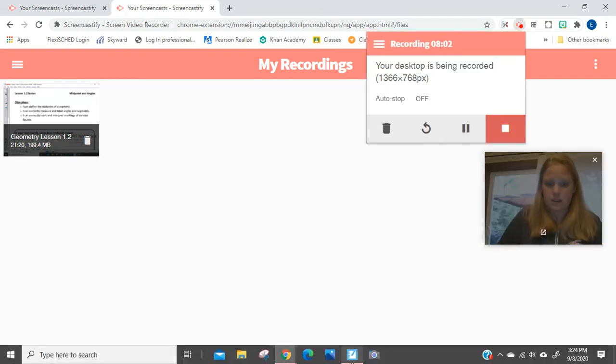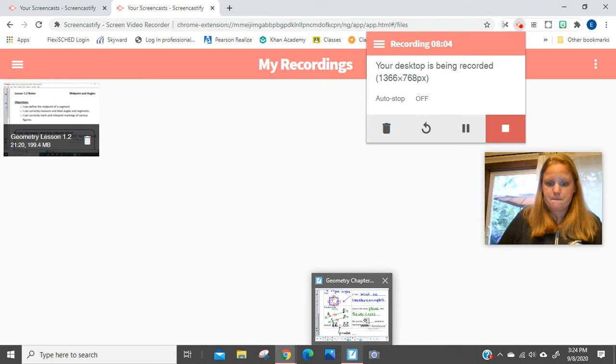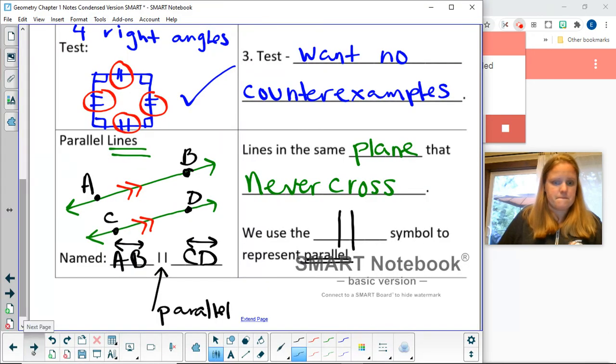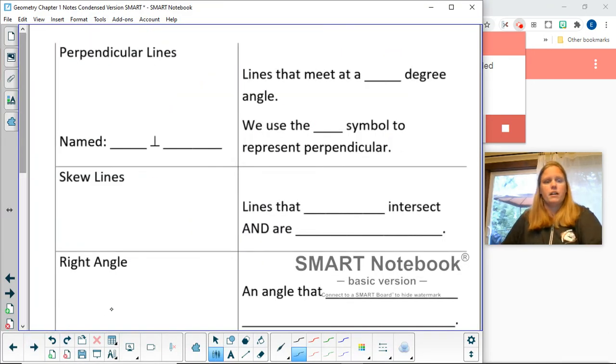All right, continuing on. Our next term, which is on the right side of the page there, is perpendicular lines. So they're kind of the opposite of parallel. Parallel never meet, but perpendicular lines meet perfectly at a 90-degree angle. So it's kind of like the axes in a coordinate plane.